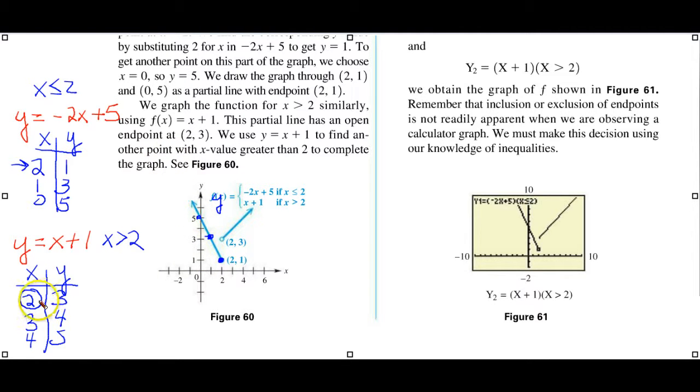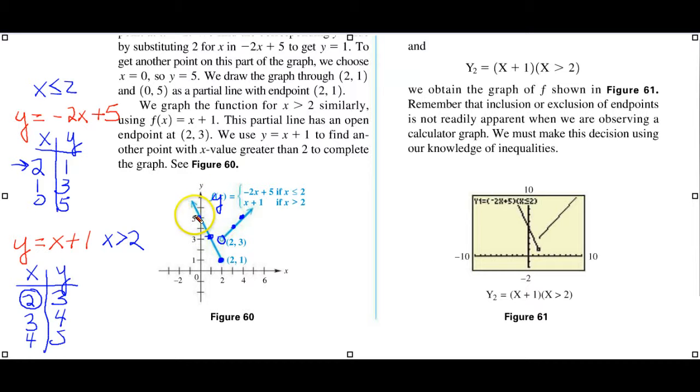Okay, then we do this one. Now, x is 2, y is 3. So we go over to 2, and we go up to 3. But remember, this is not included in the set. So we put a circle there, which is what they have there. And then 3, 4 is right there. 4, 5 is right there.